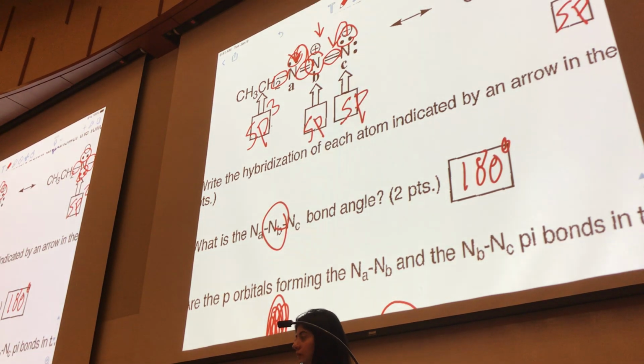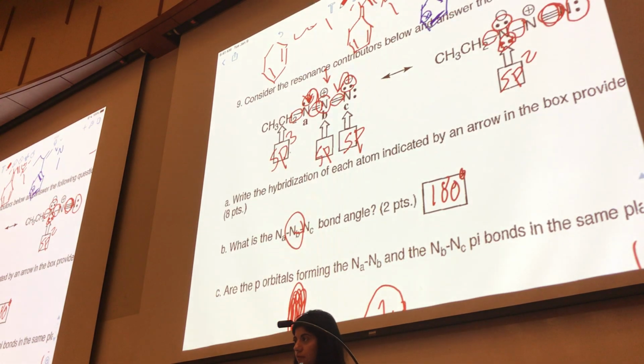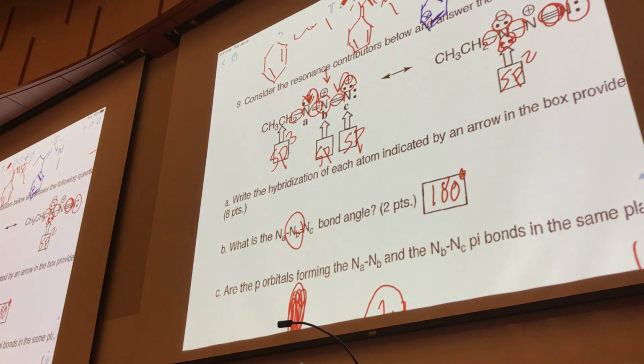Make sense? So if Na was sp2, which it is, and if Nc was sp2, then they would overlap. But because they're different, they do not. They only overlap with one plane, not the other.